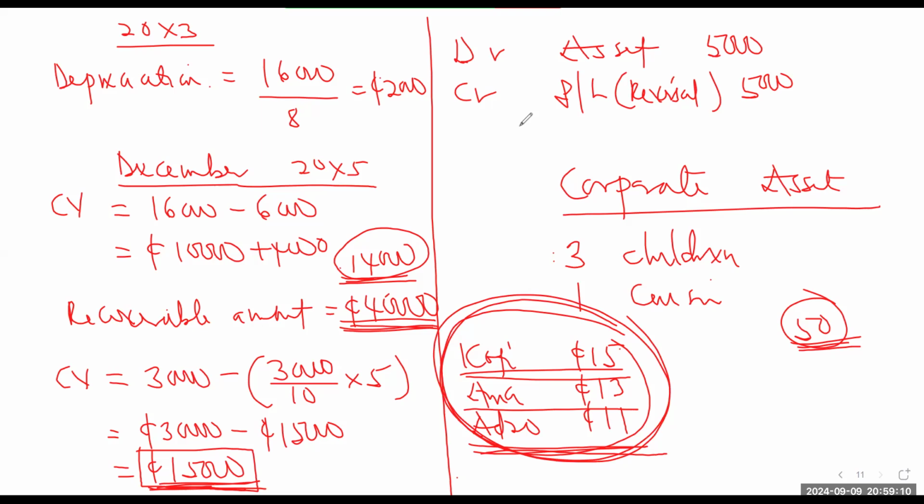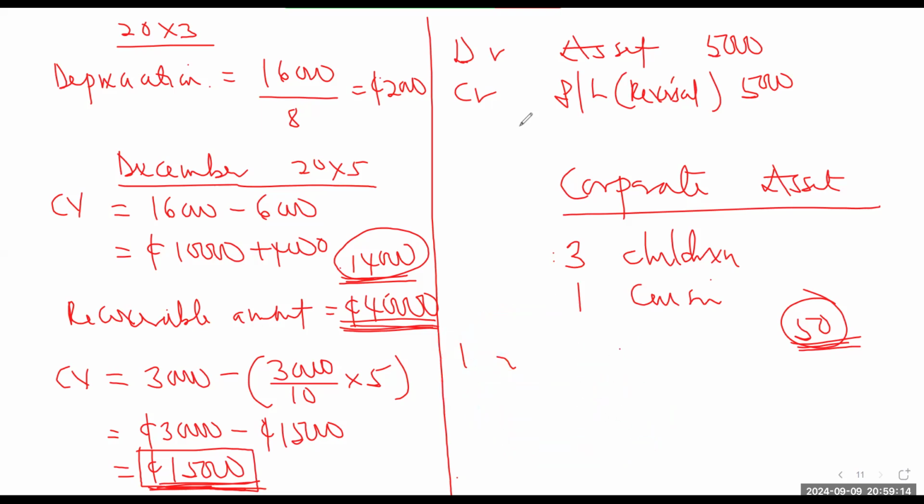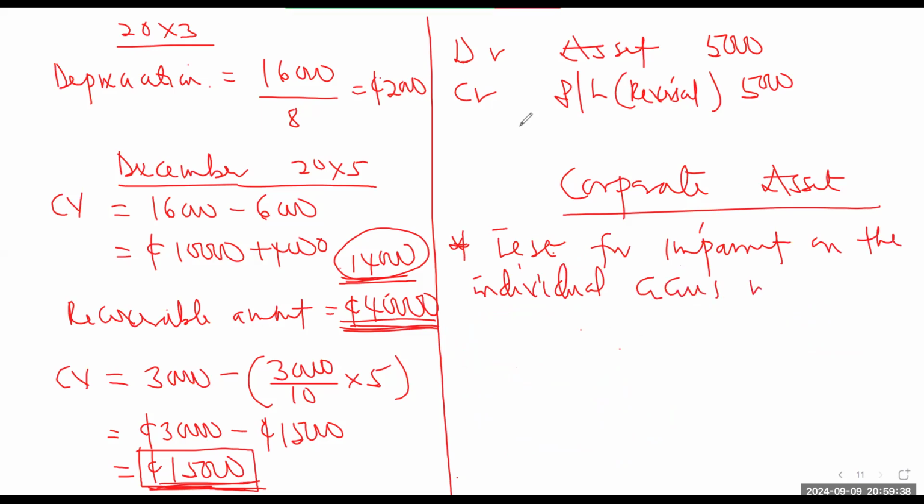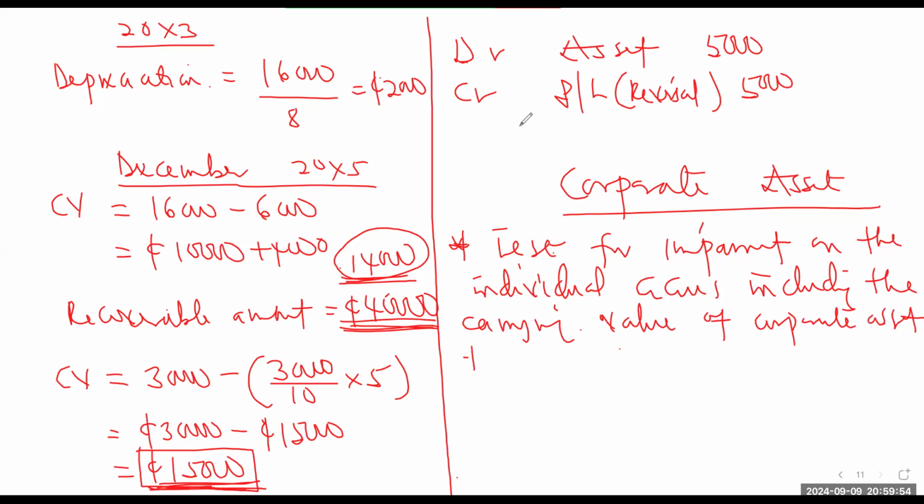So what we do is that if you want to test for impairment on the corporate assets, the first thing that you have to do is test for impairment on the individual CGUs, which the question will give to you, including the carrying value of a corporate asset that can be apportioned to them, that can be allocated to them on a reasonable basis. So you test for the individual CGUs.